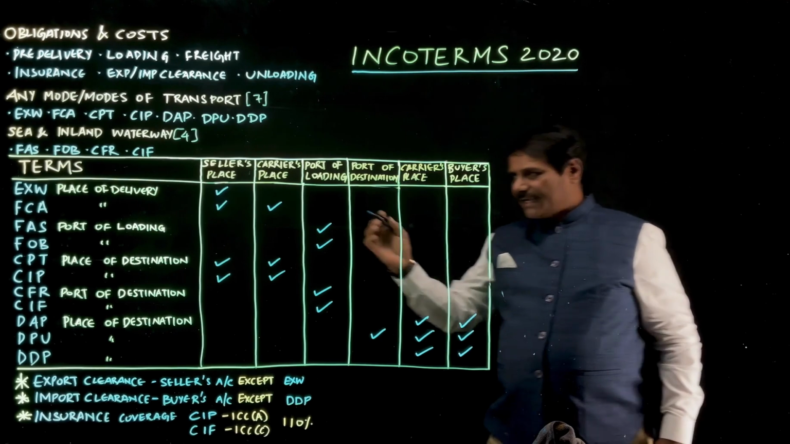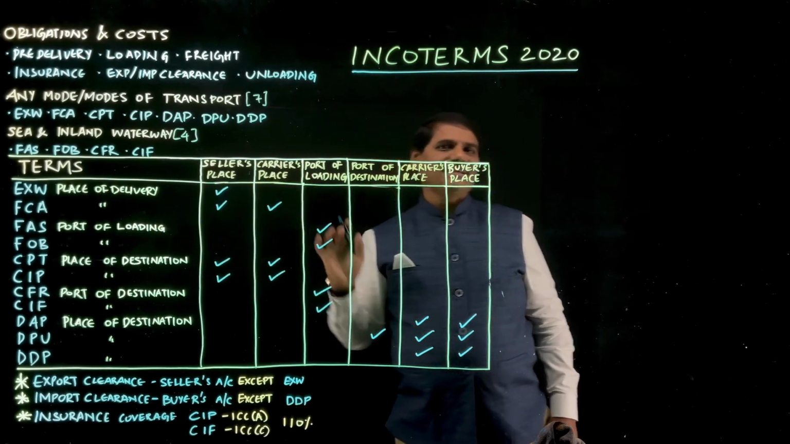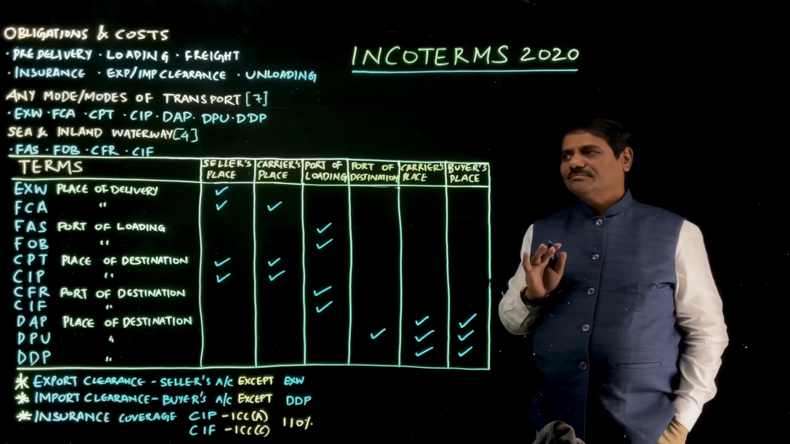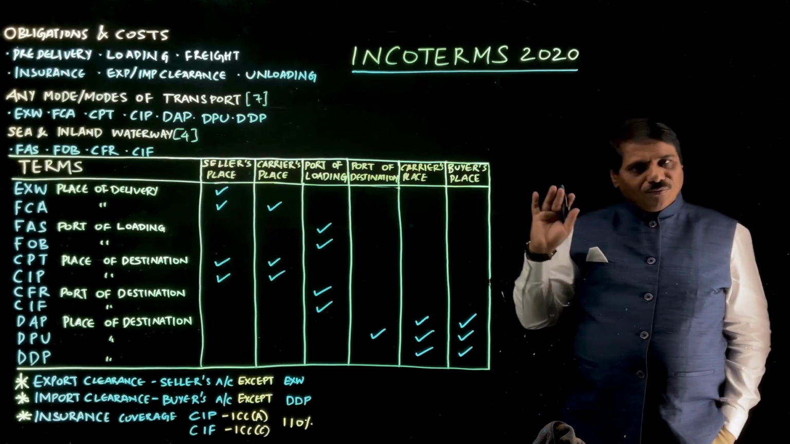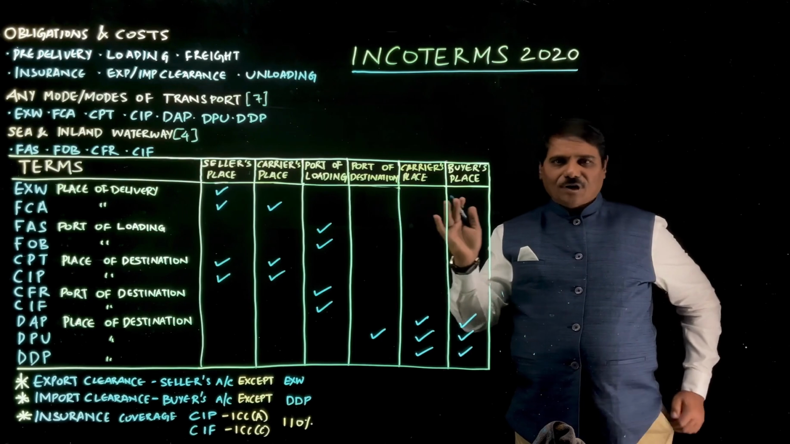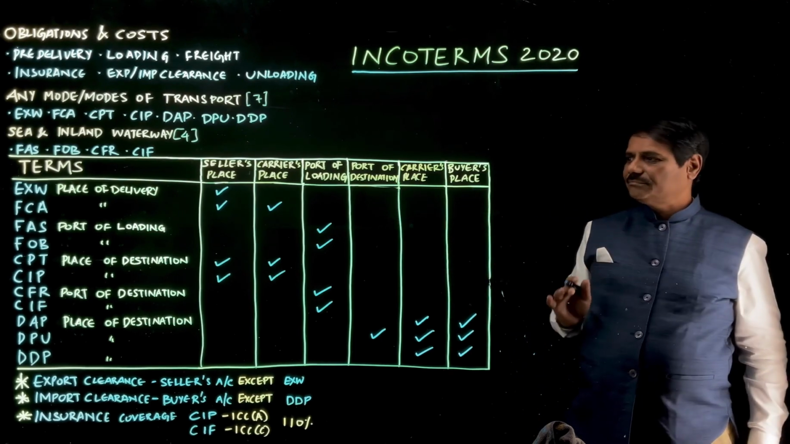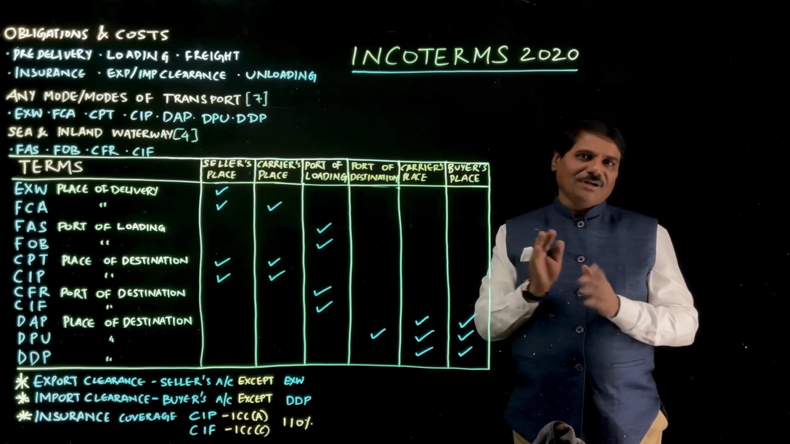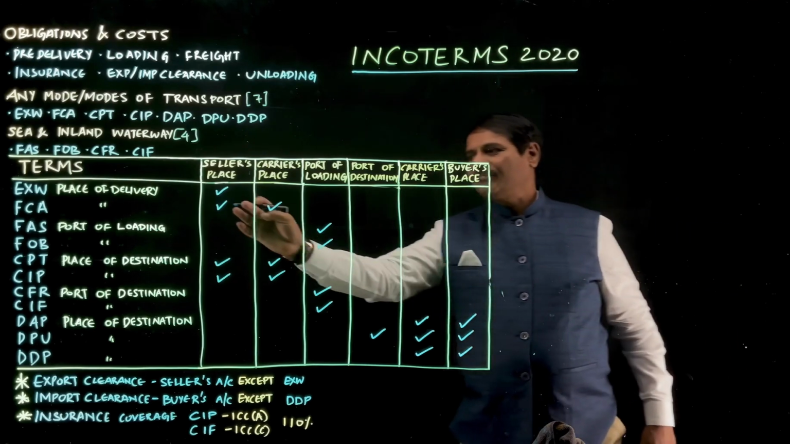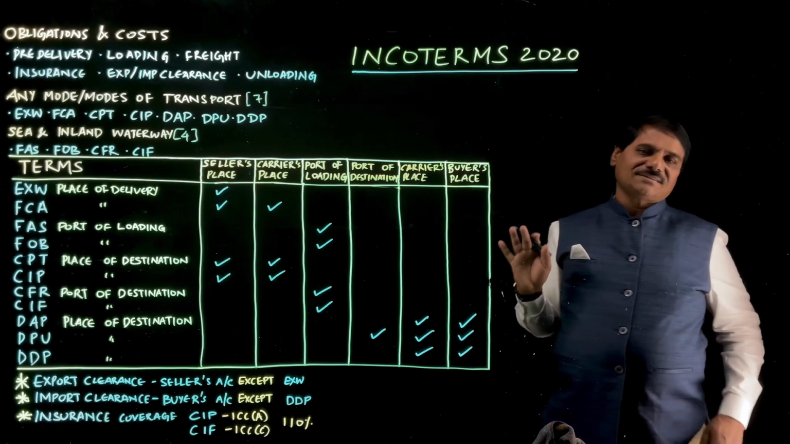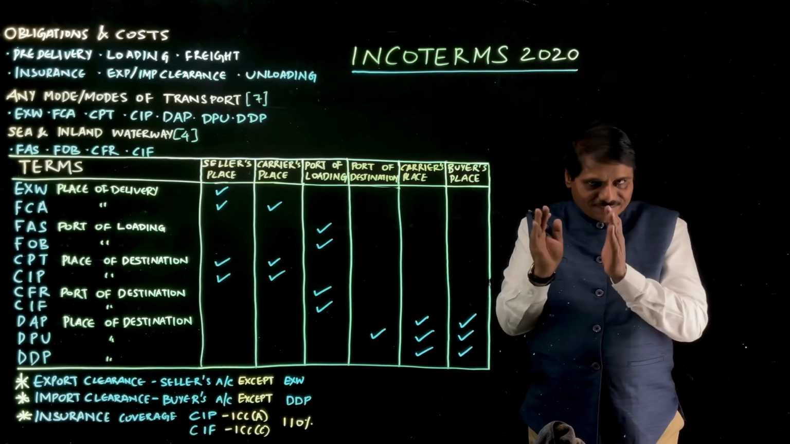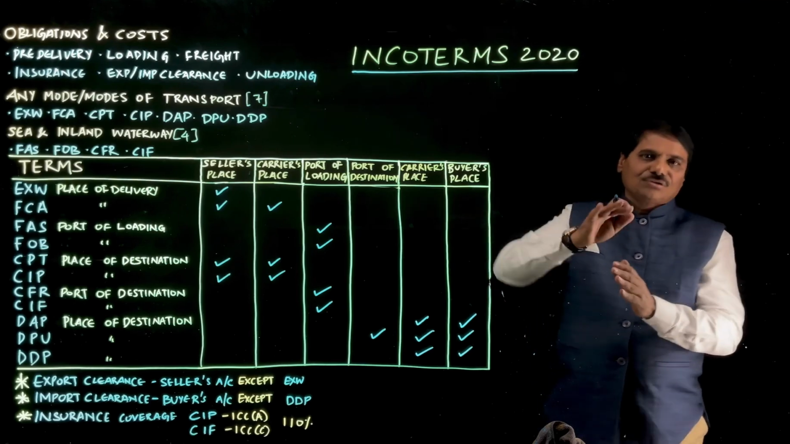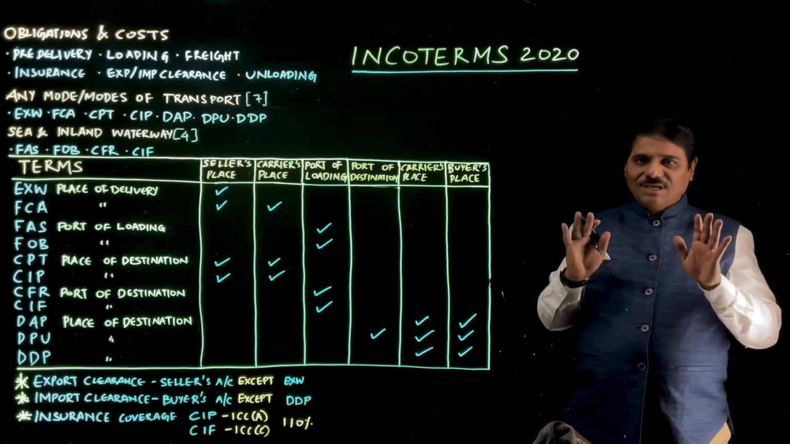So, Ex Works delivery place is warehouse. Seller need not load the goods. So, all the costs are to the account of the buyer. In case of FCA, there are two possible delivery places. One at seller's place. If it is a seller's place, then in case of FCA, seller has to load the goods onto the truck. That's it.